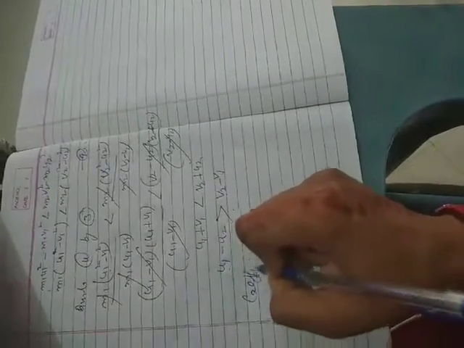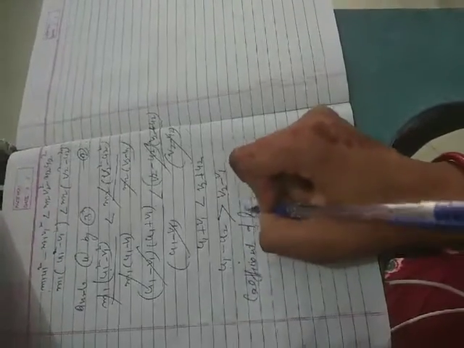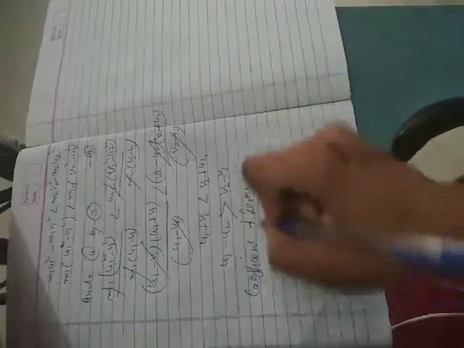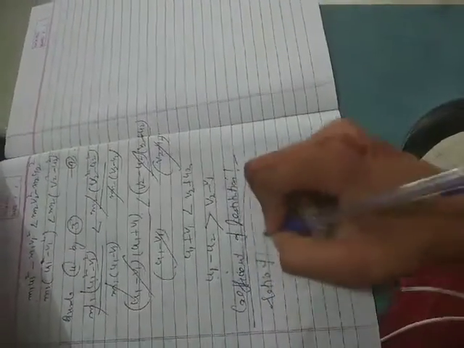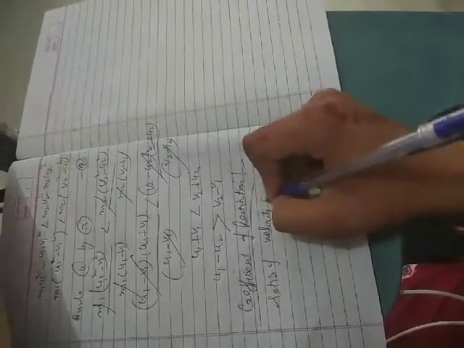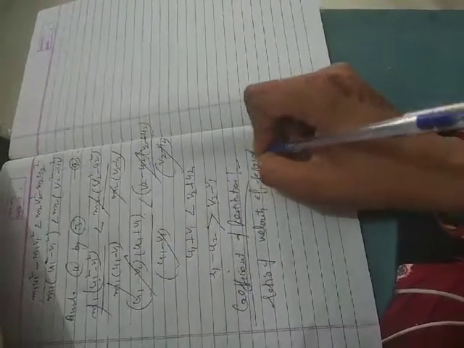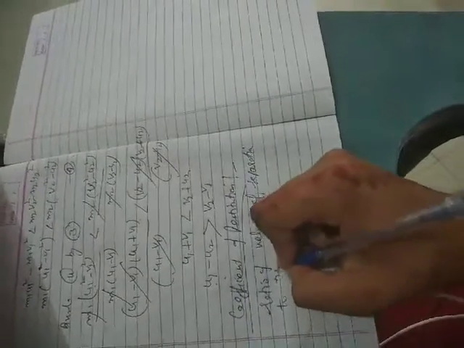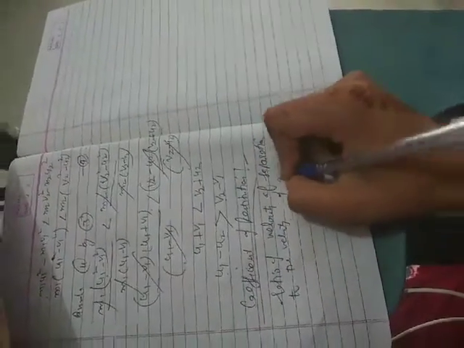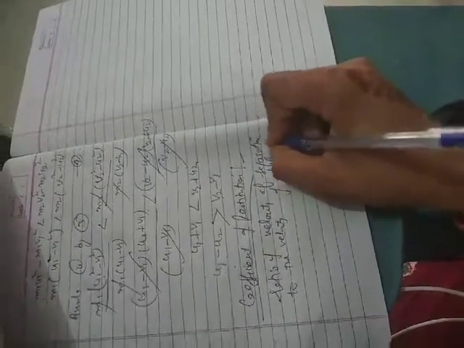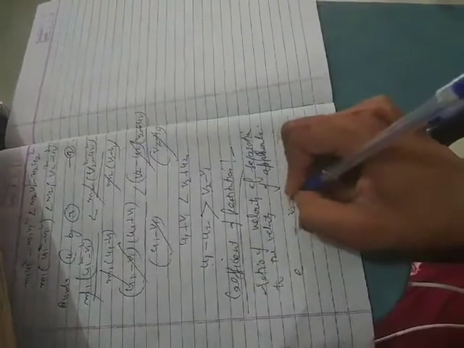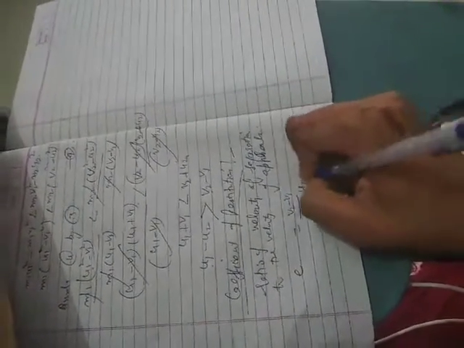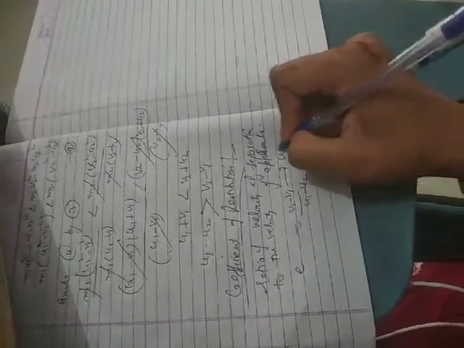Now coefficient of restitution. It is defined as the ratio of velocity of separation to the velocity of approach of the colliding particles. Clear? It is denoted by small e, and it is equal to v2 minus v1 over u1 minus u2, velocity of separation over velocity of approach. Clear?